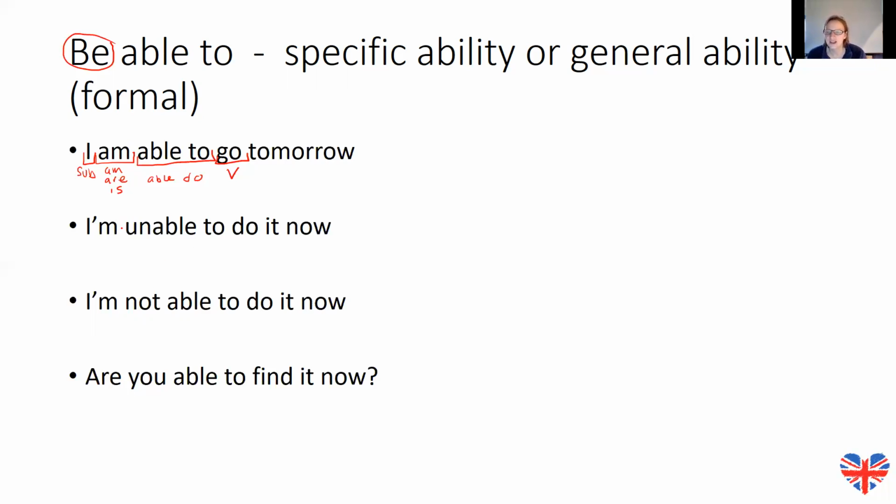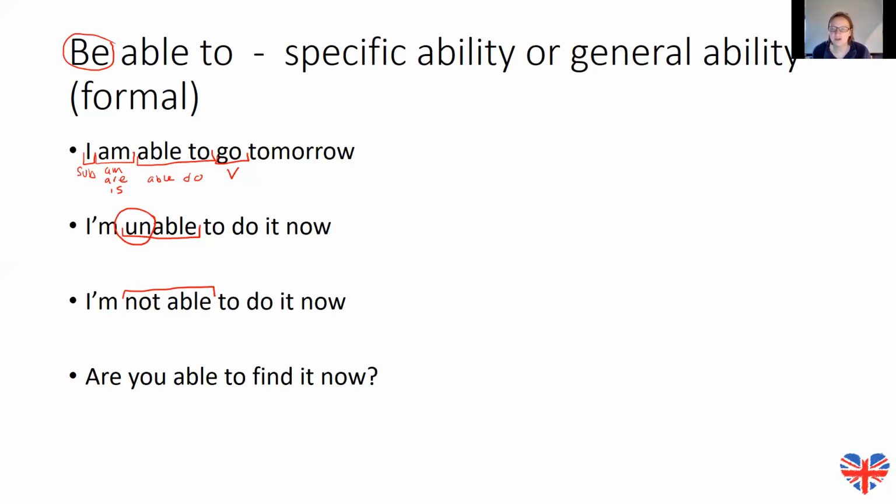Negatives are slightly different. You have two choices. So you can either be not able or you can be unable. They both mean exactly the same thing. This prefix un means the same as not. So it takes a word and it makes it negative. And because we've got the verb be to make our question, we have to swap over be and subject.